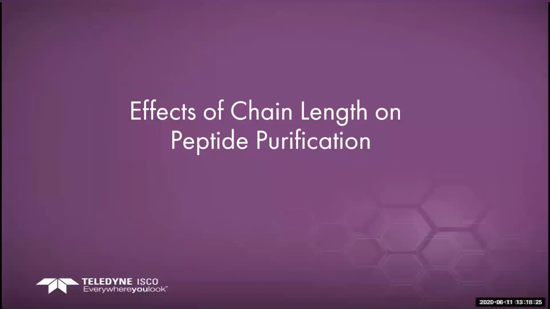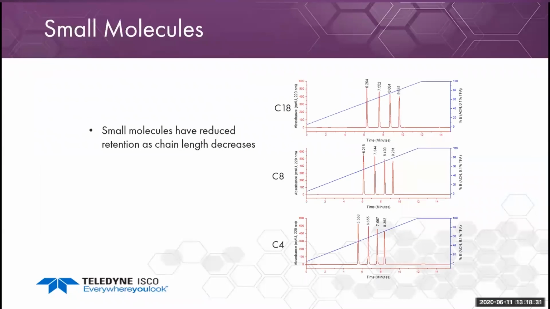So, what about alkyl phase chain length? How does that affect retention? Here's our mixture of parabens again, methyl, ethyl, propyl, and butyl. Going from top to bottom, we have shorter chain lengths. The pore size is constant between the columns. Mixing the effects of pore size and chain length makes things more complex, as we will show later.